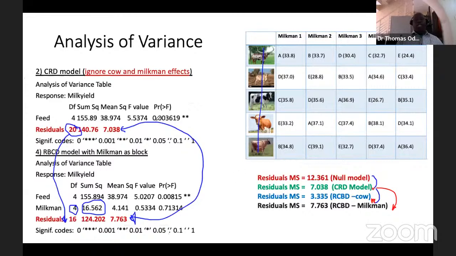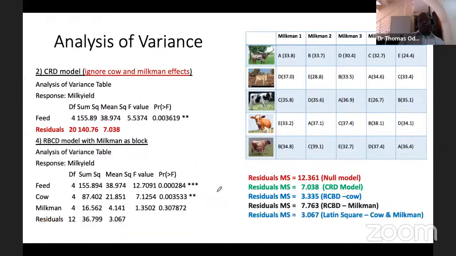So let's now go and look at our Latin square, the full model. Okay, so here now we have the model with both factors in. So you see now there is feed in, it takes 4 degrees of freedom. There's cow in, it takes 4 degrees of freedom. There's milkman in, it takes 4 degrees of freedom. So here now we have, this is our residual, okay?